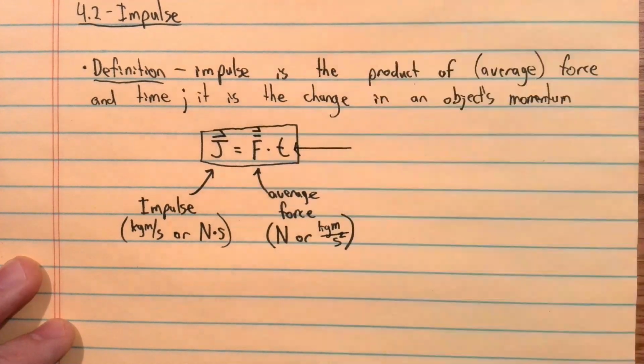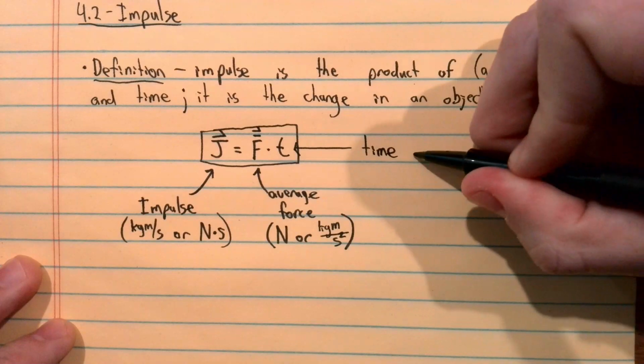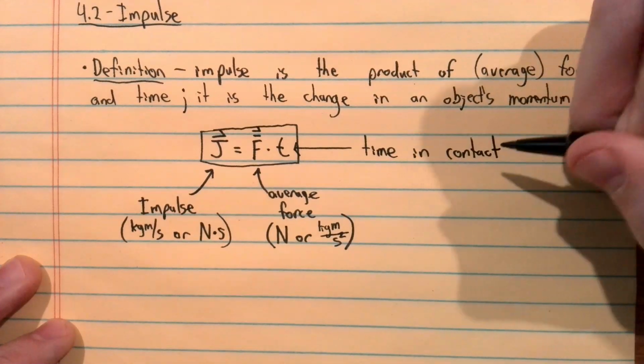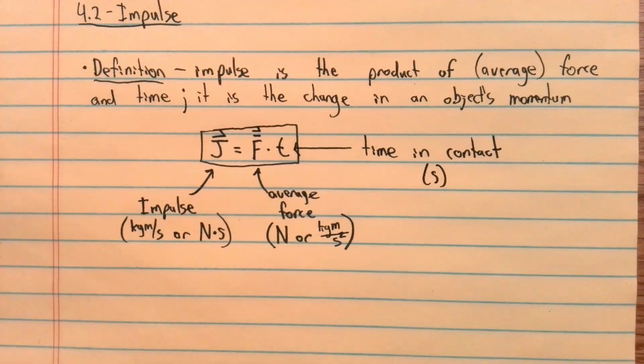And of course, this is time, but I think we should emphasize that it is time in contact, measured in seconds. So this is, again, for like collisions, things that strike one another. They'll be in contact for a finite amount of time, even though it doesn't look like it.